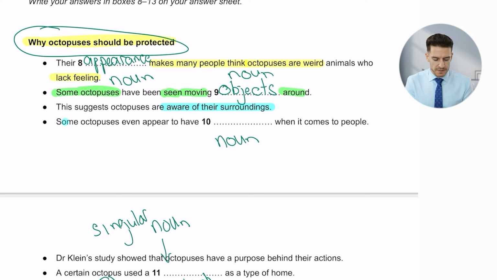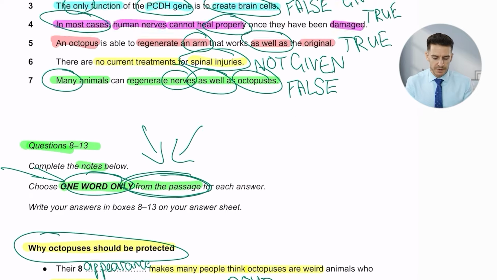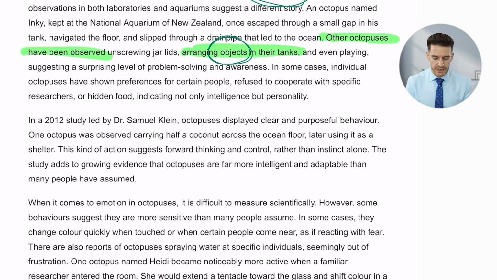So let's read it. Some octopuses appear to have something when it comes to people. So again, some octopuses, they have something. So we're looking for a noun when it comes to people. So we need to look for octopuses have something when it comes to people. So let's go back up and see if we can find something like that.